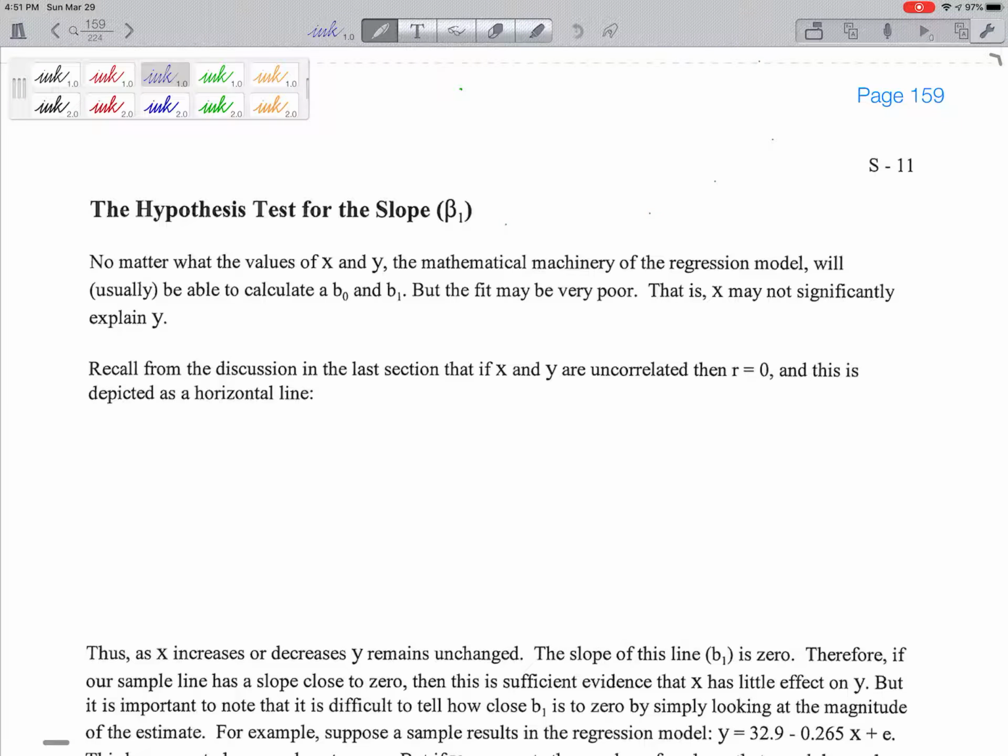Hey class, welcome back. Today we're taking a look at pages S11 to S14. Well, we'll see how far we get. On Unit S, Simple Linear Regression, starting on page 159 of your manual.